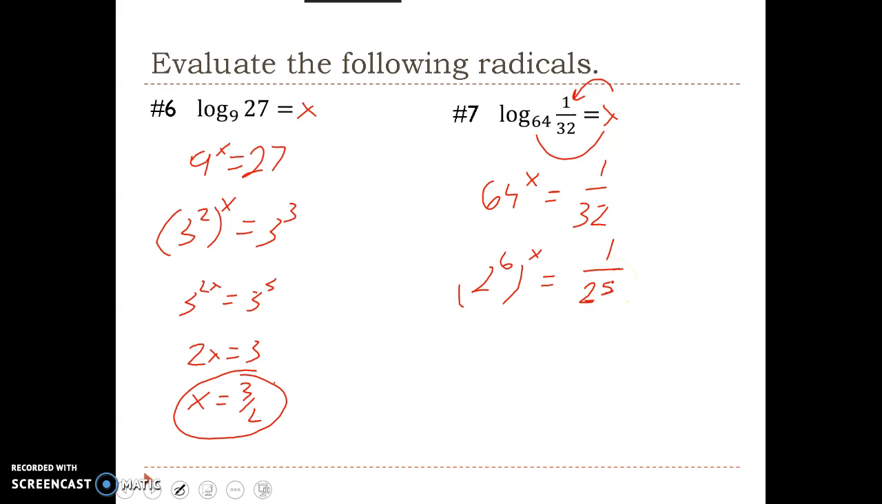So if it's 2 to the 5th power, I can move it to the top. It'll just be 2 to the negative 5th power. So the left side is going to look like this: 2 to the 6x, because when I take a power to a power, I multiply them. The right side is 2 to the negative 5th power. Well, that means that 6x must be equal to negative 5. And if I divide by 6, x is negative 5 over 6. So what is the log base 64 of 1/32? That's negative 5 over 6.